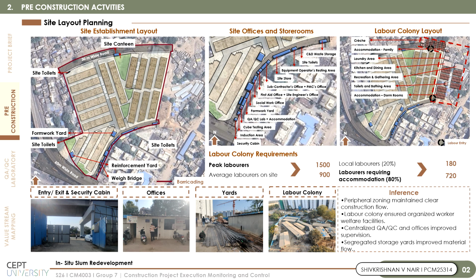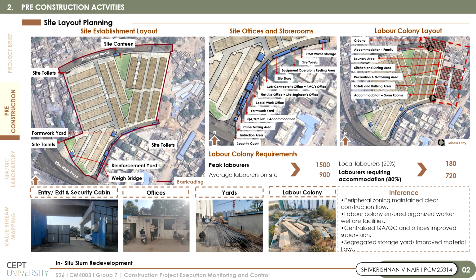Separate entry and exit points with security cabins improved access control and traffic movement within the site. Centralized placement of offices and QA/QC facilities improved supervision and coordination between contractors, PMC teams, and engineers. The labor colony was also carefully planned considering workforce welfare.